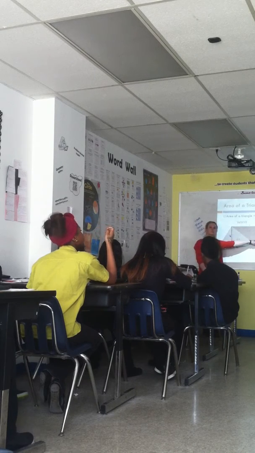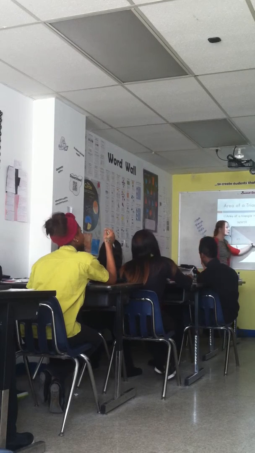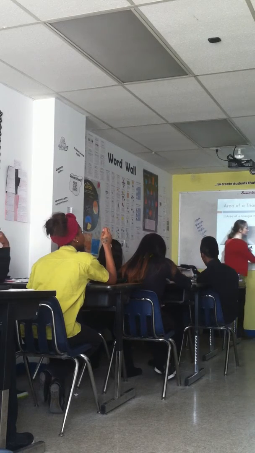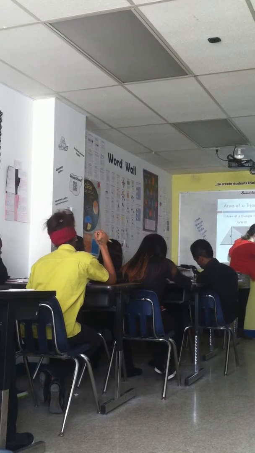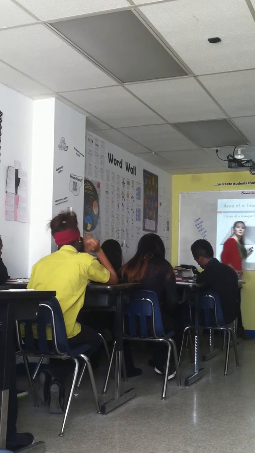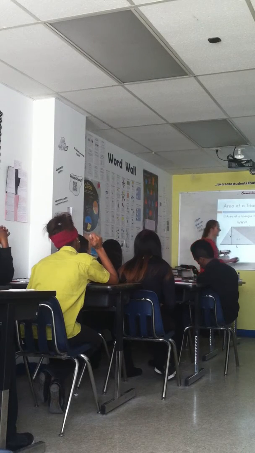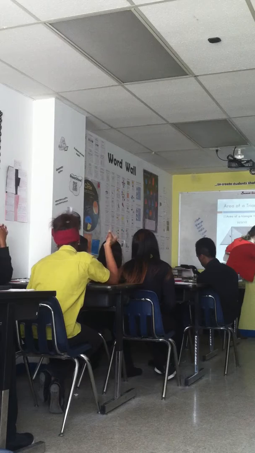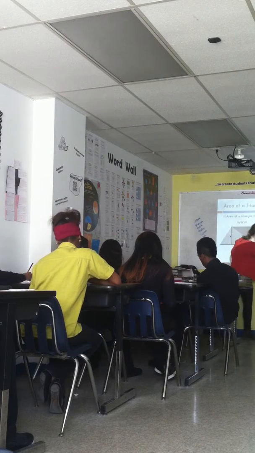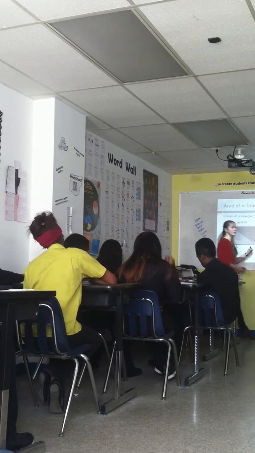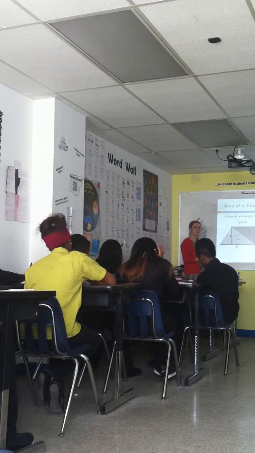Okay, so base and the height, make sure they're perpendicular to each other. Okay. 9 times 8 is 72. Half of that is 36. Units, centimeters squared. Remember, in area, our units are squared. You need to make sure you have it in your notes.